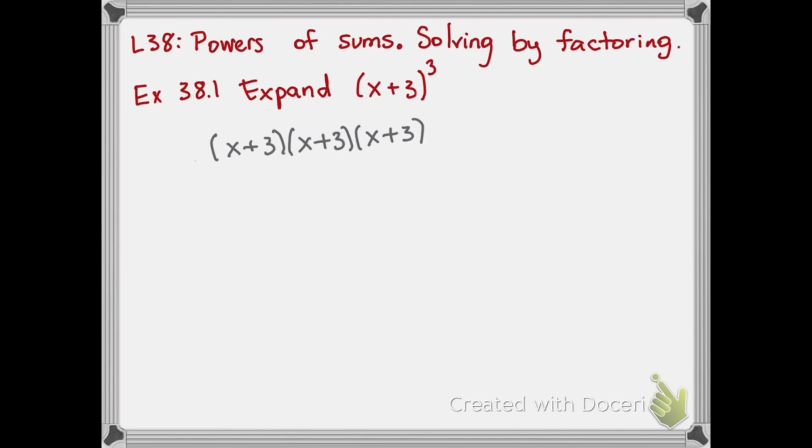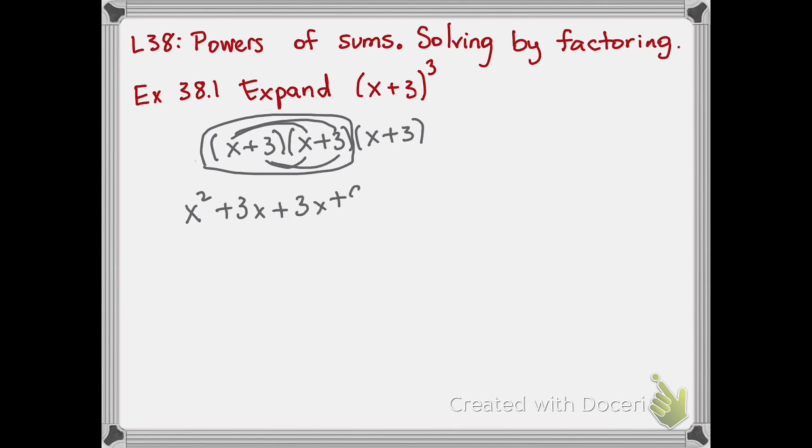To do that, we're going to start first by multiplying the first two parentheses. So we'll do x times x, x squared, x times 3, 3x, 3 times x, 3x, and 3 times 3, 9. Then we combine like terms, and we have x squared plus 6x plus 9. That trinomial we're going to multiply by x plus 3.